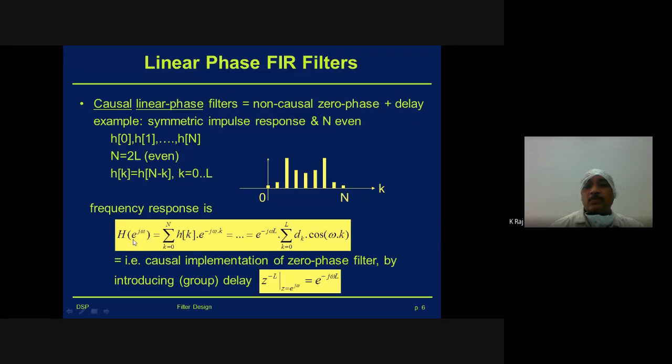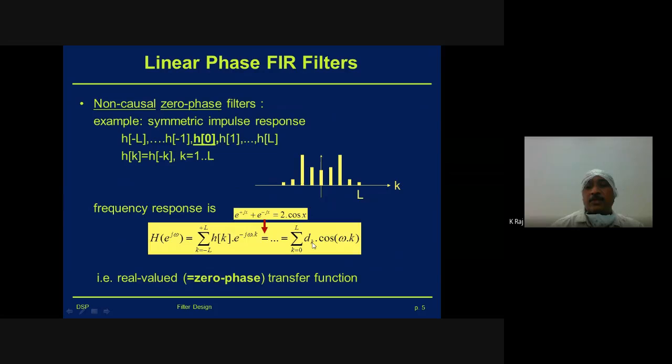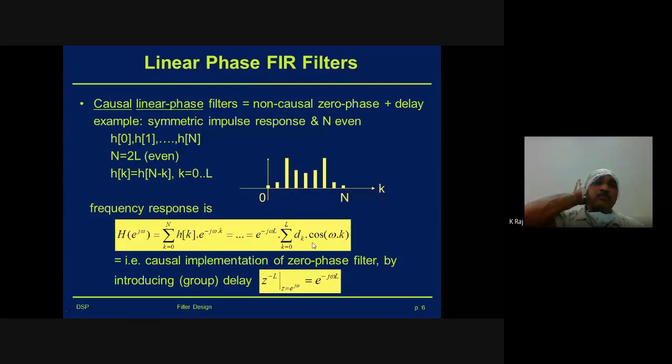Then the frequency response will be represented in this manner, that is H e to the j omega, which is the coefficient hk multiplied by e to power minus j omega k. And now if we see, this is a causal implementation of the zero phase filter by introducing a group delay. And what is the group delay? That is z to power minus l, where we have used z is equal to e to power j omega, so it will become e to power minus j omega l. That is the same which we described in the previous slide, but multiplied by e to power minus j omega l. If this is multiplied by e to power minus j omega l, then this will be a linear phase FIR causal filter.